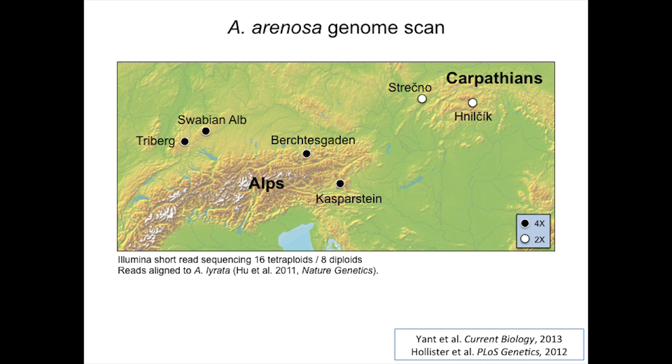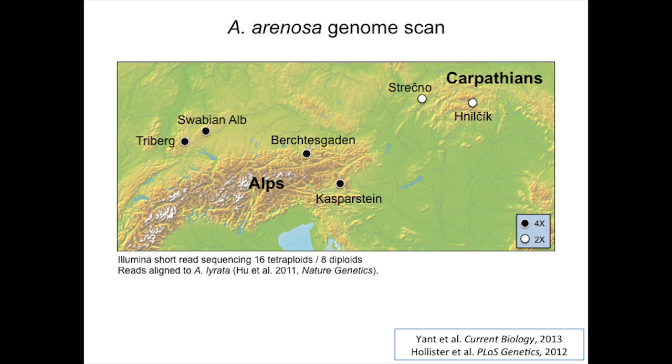So we did this for arenosa. We sequenced individuals from 4 different tetraploid populations. And these are actually parts of 2 different major gene pools that we know exist in the tetraploids. They have a common origin, but they diverged after they formed. And then we have diploids from the Carpathian Mountains. So the diploids in the Carpathians actually do have gene flow with Carpathian tetraploids, but there's no evidence that they have gene flow with any of the tetraploids from the Alps. So these are the populations we sequenced.